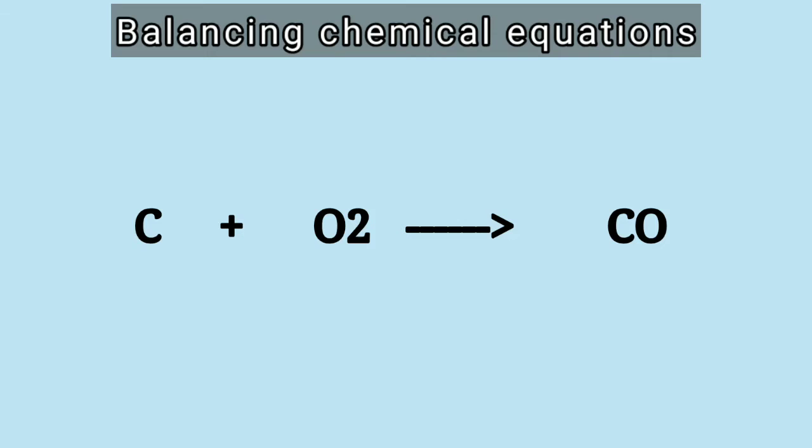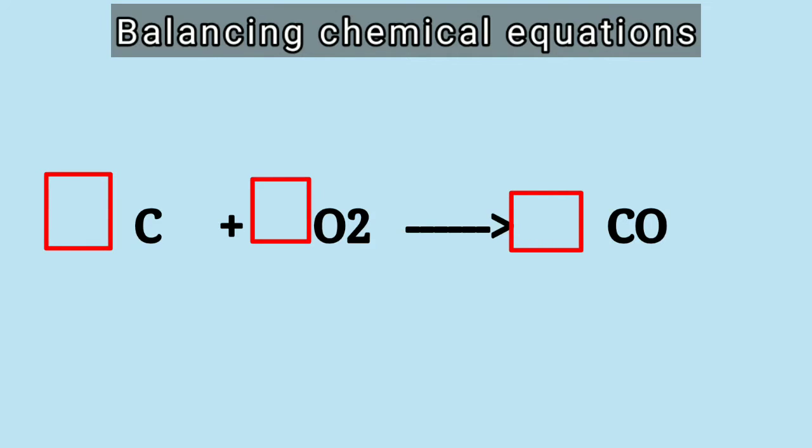One important thing to remember is that formulas will remain as they are. Like carbon monoxide will be CO. We cannot make it CO2 to balance it. CO2 is carbon dioxide. Our product was carbon monoxide. So this is the wrong method. So we have to write numbers as coefficients in front of compounds or elements to balance them.